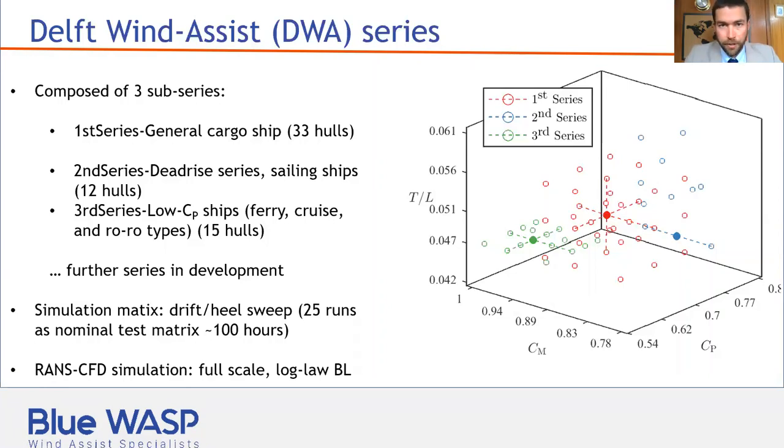And then, of course, this is ongoing development. So for example, we're now working on a low draft to length ratio ship, which would be representative for a deep sea freighter. The simulation matrix is a normal drift and heel sweep, which was 25 runs for the majority of the hulls. A full matrix would have been approximately 60 runs. This nominal matrix of 25 already took 100 hours using the RANS package and the HPC facility.